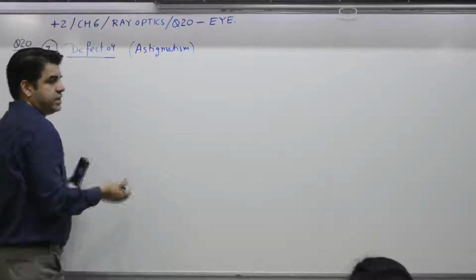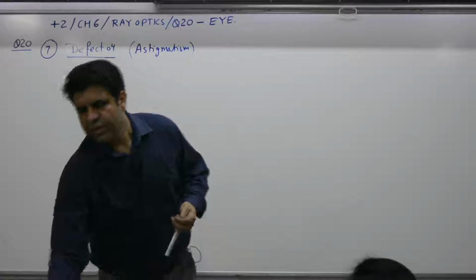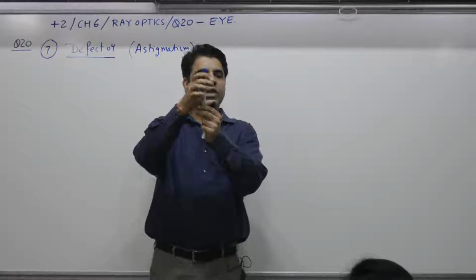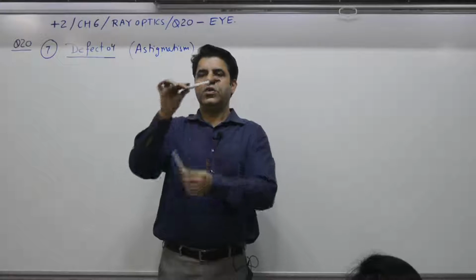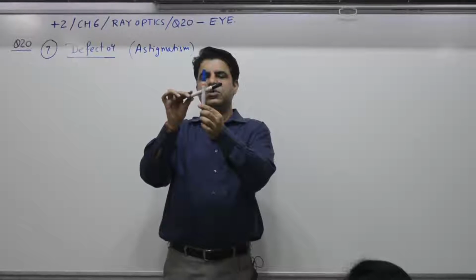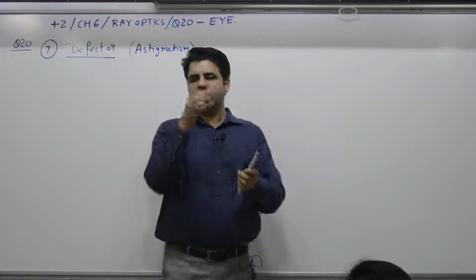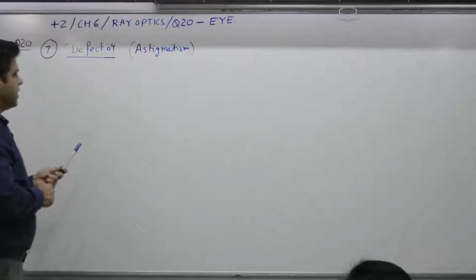Reason, yes, the eye can have different focal length along different axes. Along the x-axis the focal length is different, along the y-axis it is different, or through this axis it is different, through this axis it is different. The eye has different focal lengths along different axes.